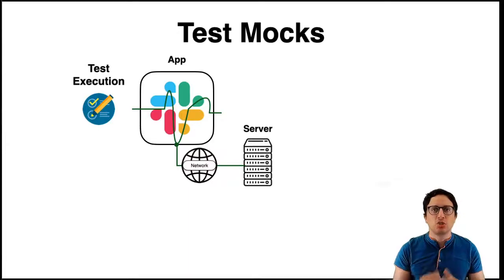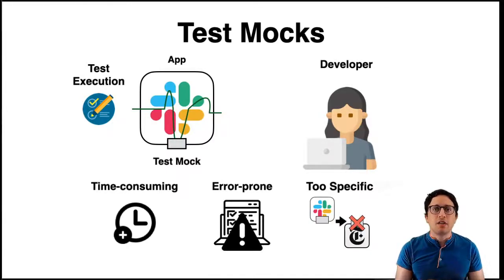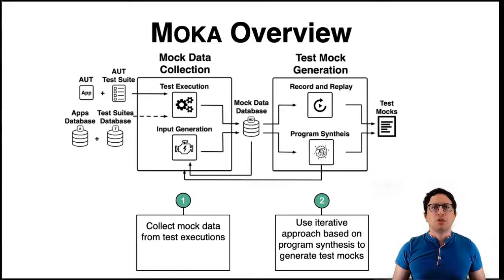A common strategy to mitigate these kinds of issues is to replace the part of the environment used by the app with a model of the environment. And developers usually do this by manually creating test mocks. Unfortunately, creating test mocks manually is typically a time-consuming and error-prone task, and these mocks cannot generally be reused across tests. To address the issues I just mentioned, in this work we propose a framework called Moka.